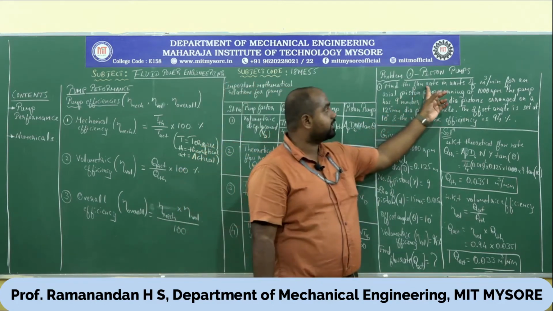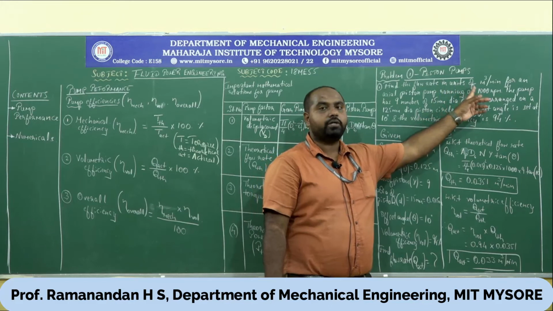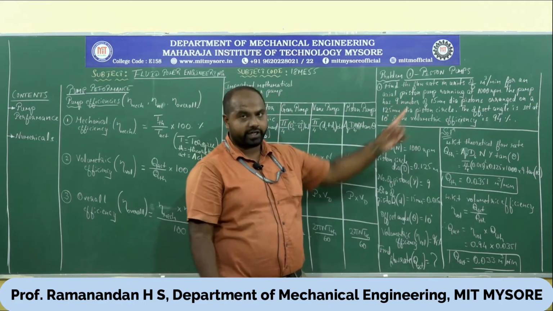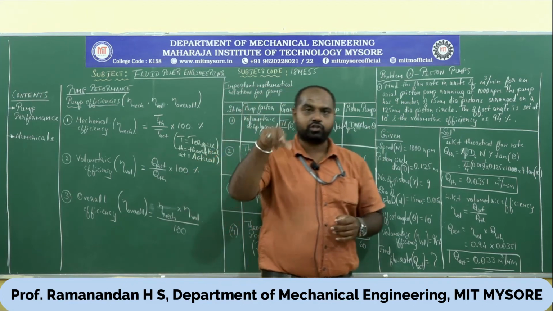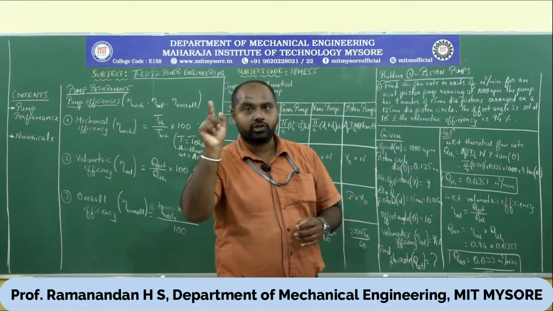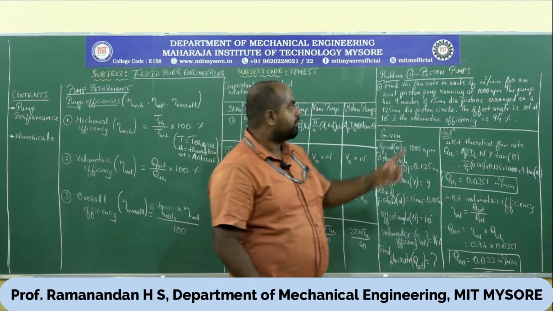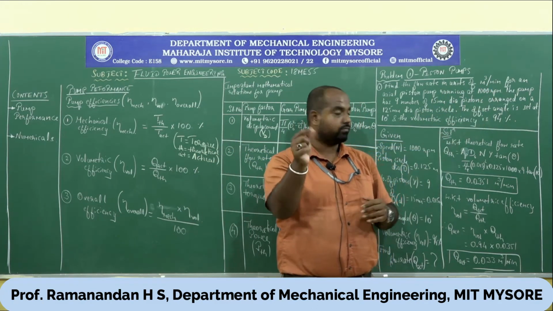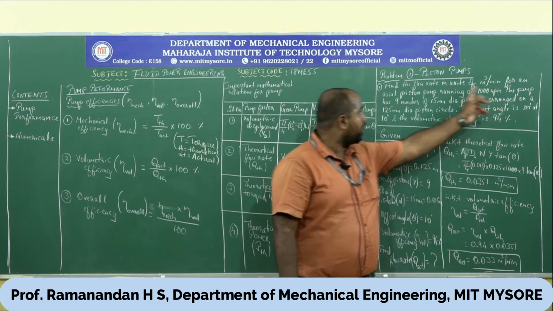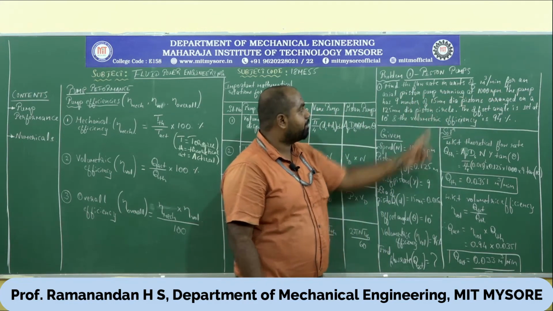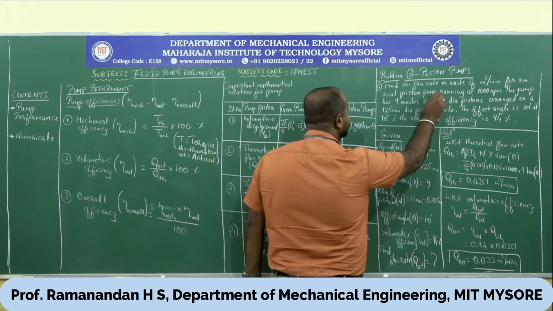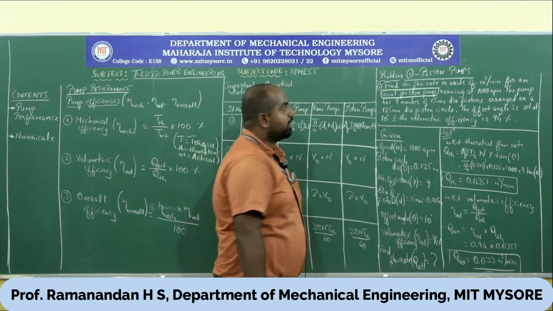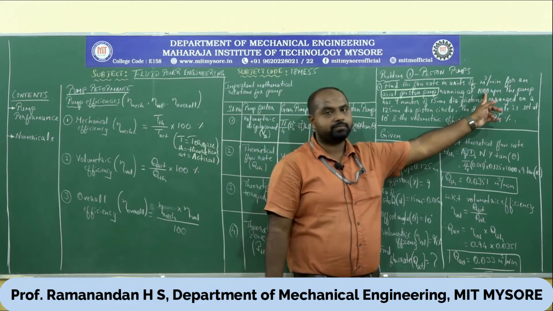Find the flow rate in units of meter cube per minute. He wants us to find the flow rate. I told you flow rate is nothing but discharge. Q actual is what is being questioned here. Find Q actual in meter cube per minute. He has already given the unit also, meter cube per minute. For an axial piston pump, he has clearly mentioned it. So this is a piston pump, for an axial piston pump running at 1000 RPM.